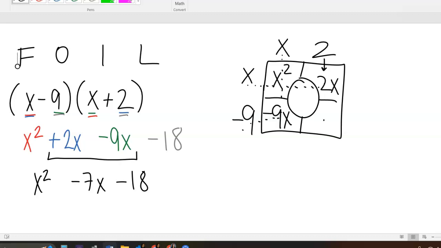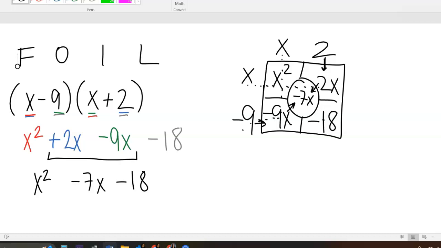And then the bottom corner is from the 2 times the negative 9, and they match up right here, so negative 18. So you can see my 4 corners. It's the first, the outside, the inside, and the last. But the reason I like this model is because it gives us that circle in the center for combining our like terms. So here we have negative 9x and positive 2x. If we add them together, that's our negative 7x.